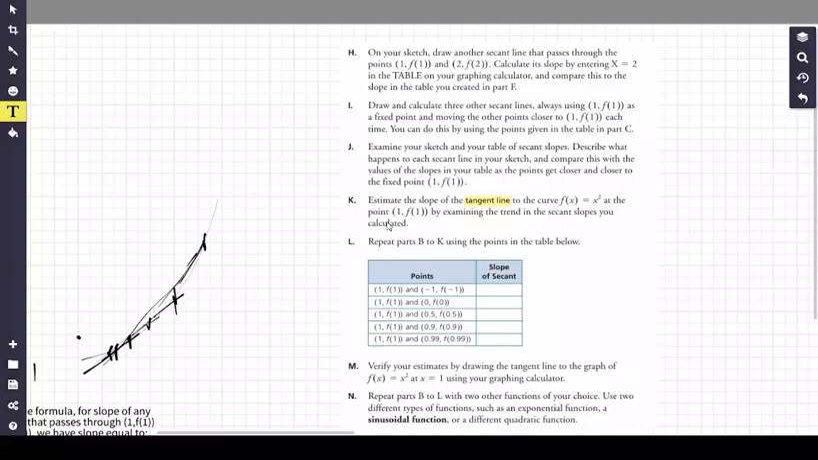Right? So we can estimate the slope of the tangent line to the curve f of x equals x squared at point 1, f of 1.